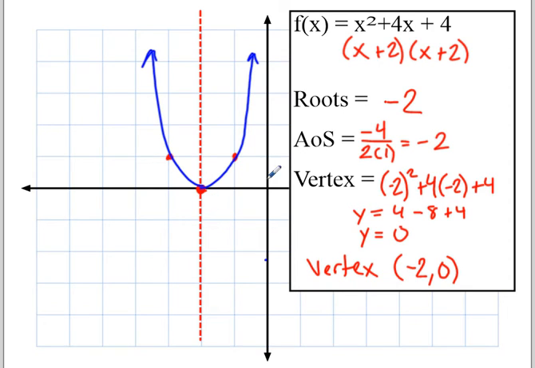So whenever you end up with a root and a vertex in the same spot, you need to make sure that you plug in one other number in here in order to figure out where it's at. Again, remember I found that number by doing negative 1 squared plus 4 times negative 1 plus 4, and I ended up with an answer of 1.